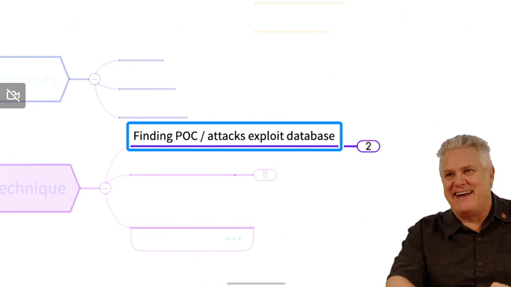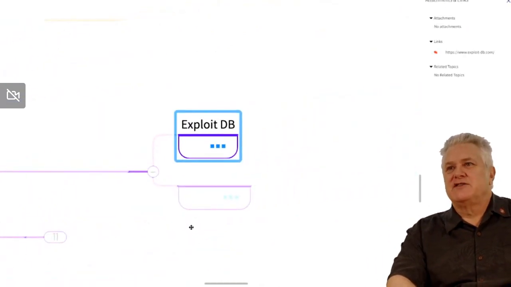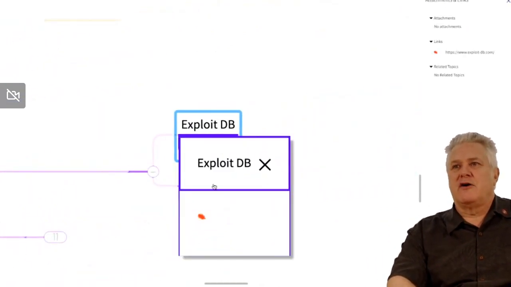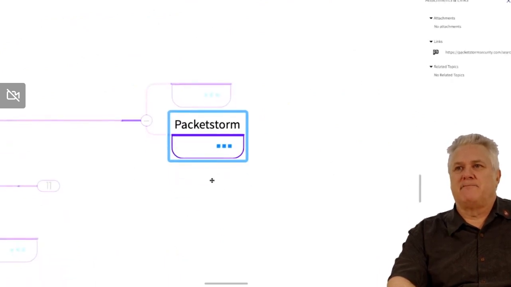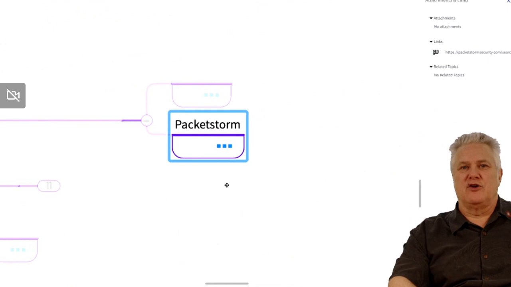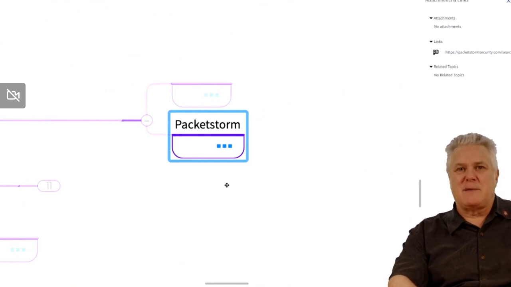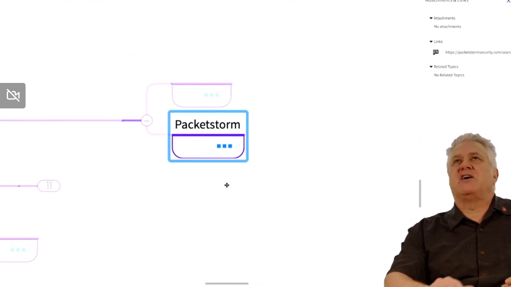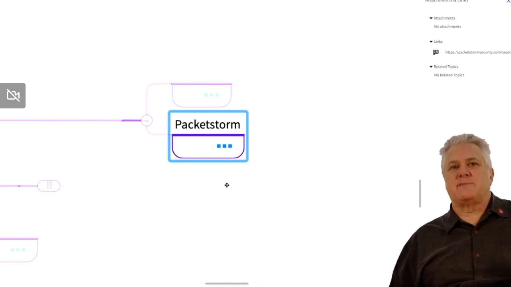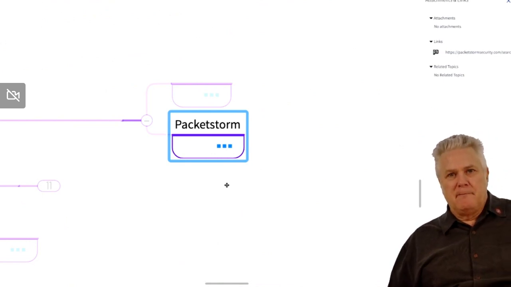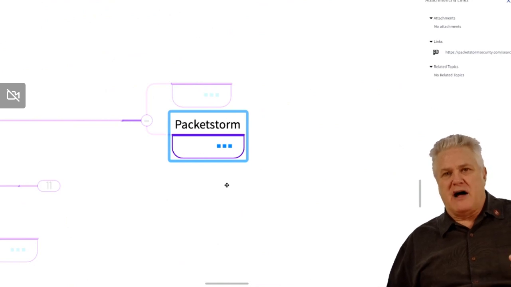Sorry, I couldn't get the word out: database. The two places to go are either ExploitDB or PacketStorm. Those are the two places that you want to go to look for proof of concept. I like PacketStorm because the proof of concepts are doable right out of the box. They show you exactly how those things work.